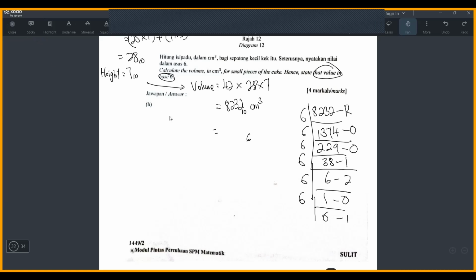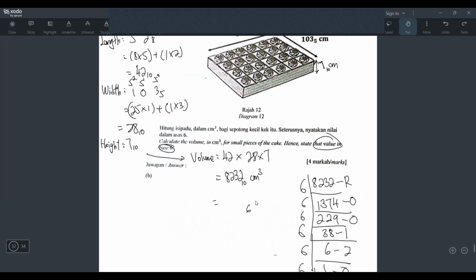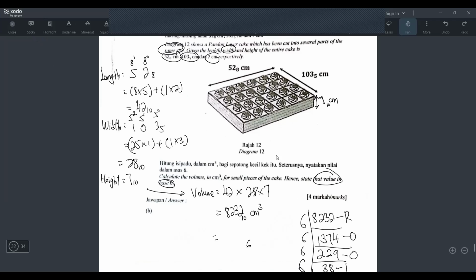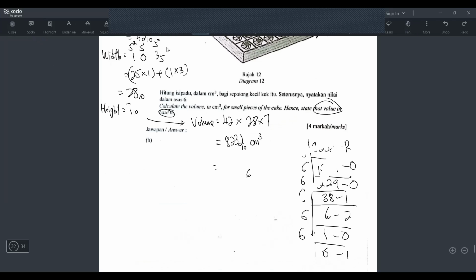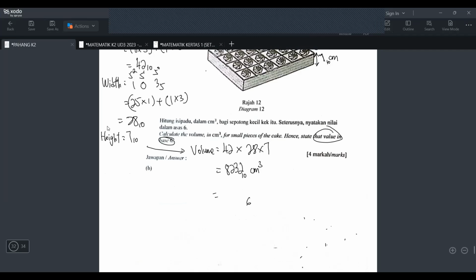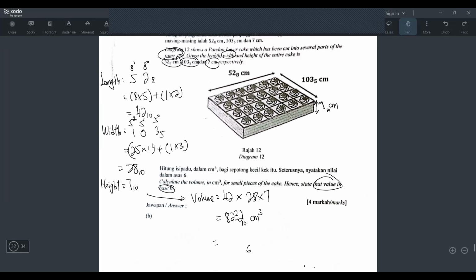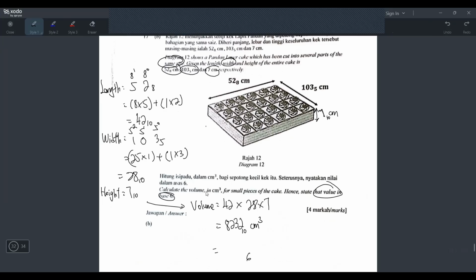But is it right? I think I did something wrong. Let me think. Wait. Okay, class, I made a mistake here. Sorry. Okay, this 8232 is the volume of what? This 8232 is the volume for the whole cake, right? So I never read the question carefully just now. Sorry. They want the volume, calculate the volume for small pieces of cake.